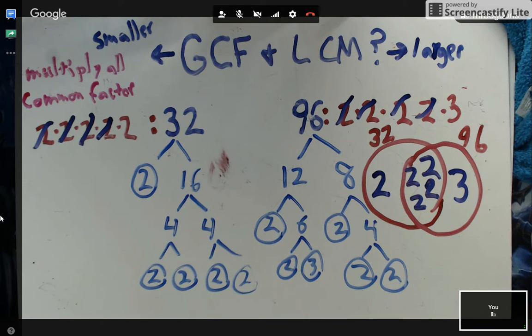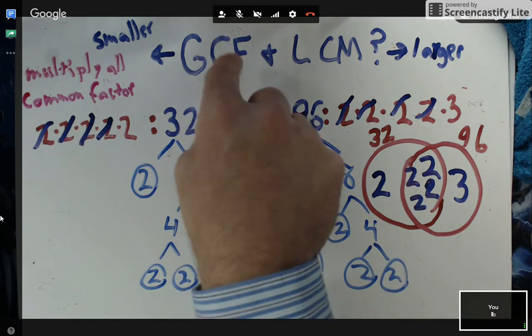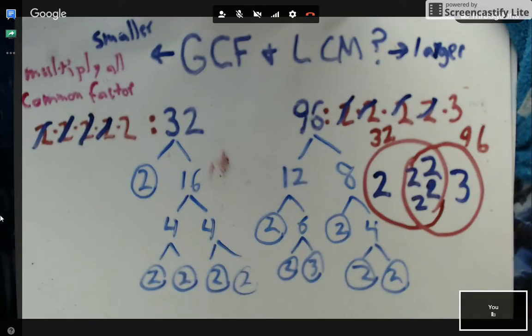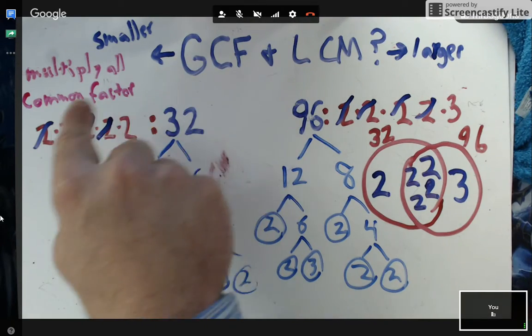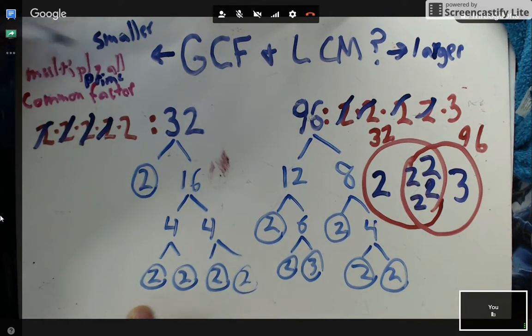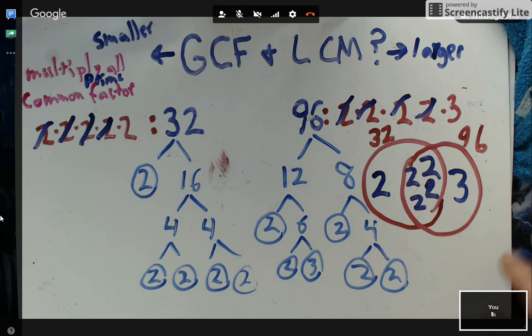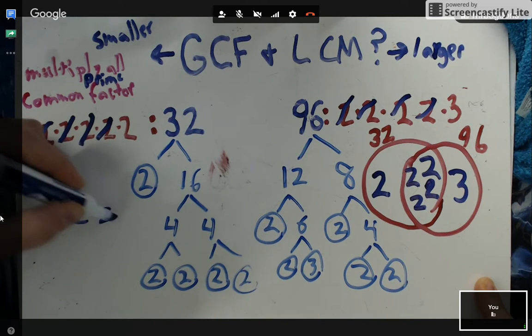Can someone that hasn't participated yet tell me, how do I find the GCF using this? It's written down right in front of you. If you can read, you can tell me. Adrian? Okay, I guess I'm miscommunicating here because I asked, using all my prime factors, how do I find my GCF? Israel? Multiply all common. And I like how you said prime. You corrected me here. I should have said prime factors. Okay, so my GCF is going to be 2 times 2 times 2 times 2.